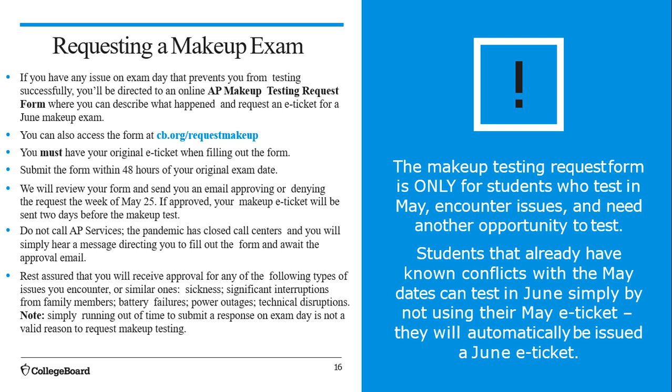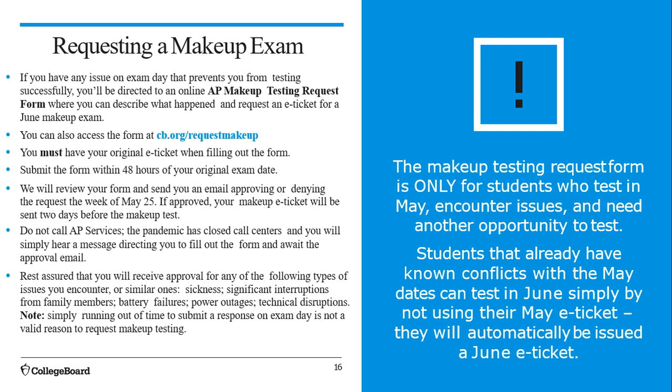We will review the form and send you an email approving or denying the request the week of May 25th. If approved, your makeup e-ticket will be sent 2 days before the makeup test. So the same thing as before. You'll get your e-ticket 2 days before the test in May. You'll get it before the test in June. But the week of May 25th is when they'll tell you, yes, you're approved, or no, you're not approved. Do not call AP services. All the things are closed.